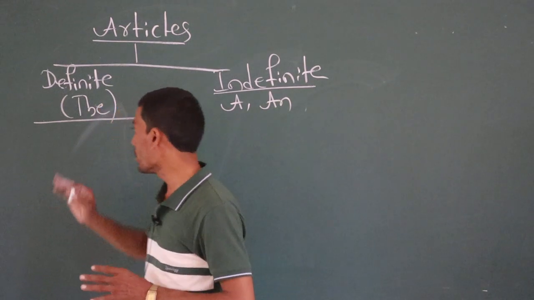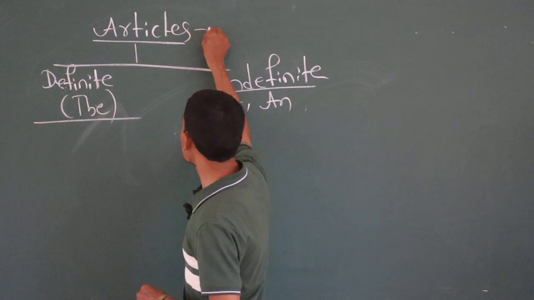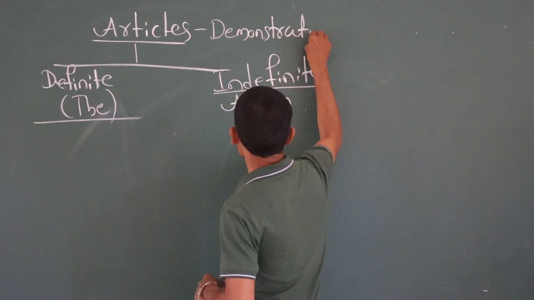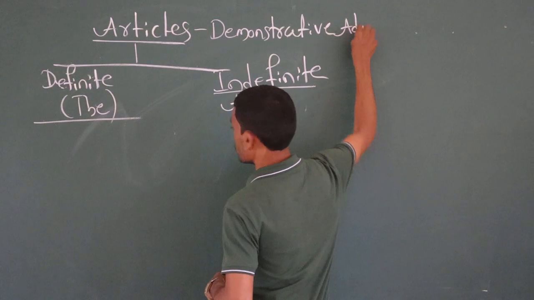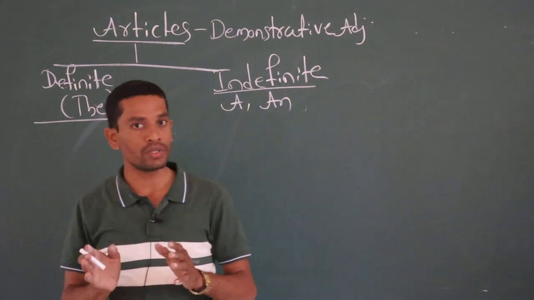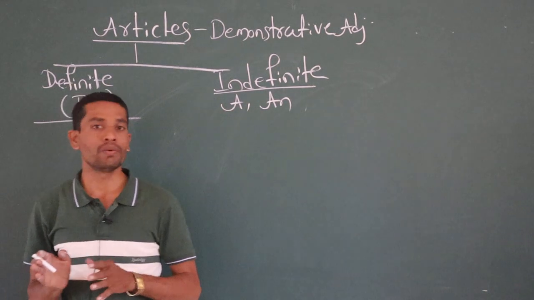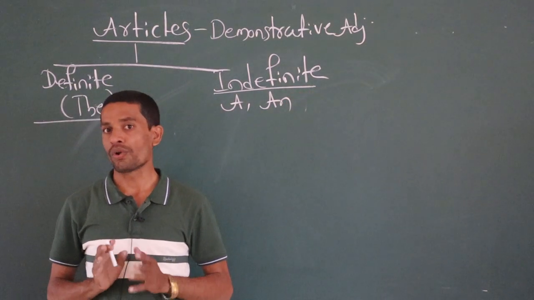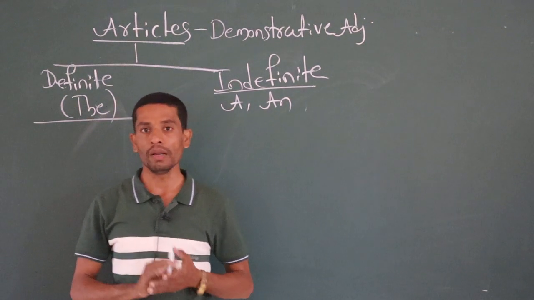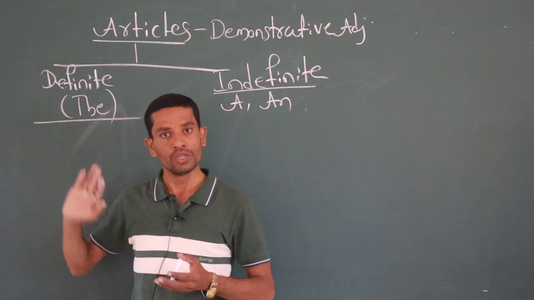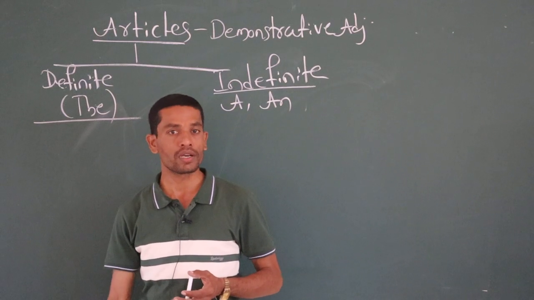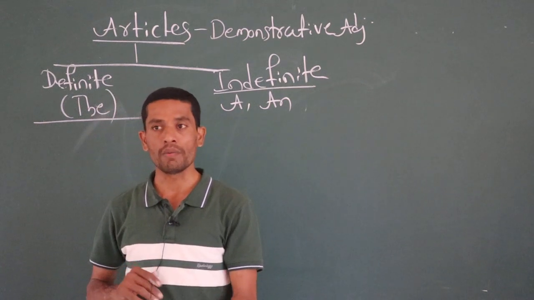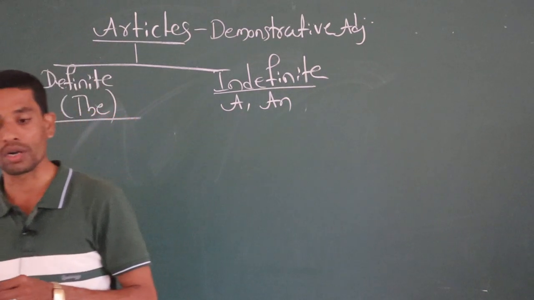So this is the definition of articles, and articles we can also call by another name, demonstrative adjectives. An adjective is a word; an article is a word used before a noun which talks about a particular person, place, or thing. There are two kinds of articles, definite and indefinite. Day by day, if you practice, you will come to know where to use them and where not to use them.